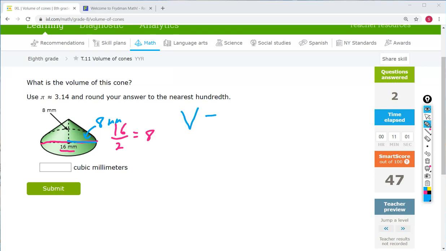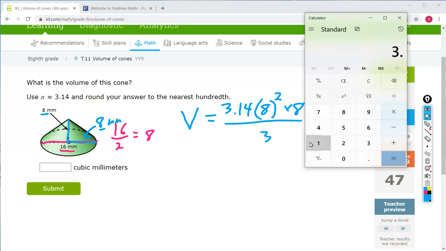So we're going to have the volume is equal to pi r squared. So let's just write 3.14 for pi times r squared. The radius would be 8, so 8 squared, times the height, which also happens to be 8. All of that divided by 3. So let's plug that into the calculator. We have 3.14 times 8 times another 8 times another 8. So 2 of the 8s were from the 8 to the second power. Then the other 8 was from this 8 over here. And then divide all of that by 3.